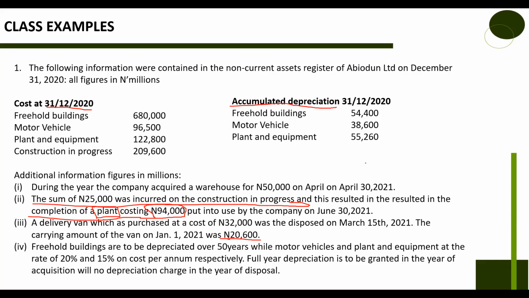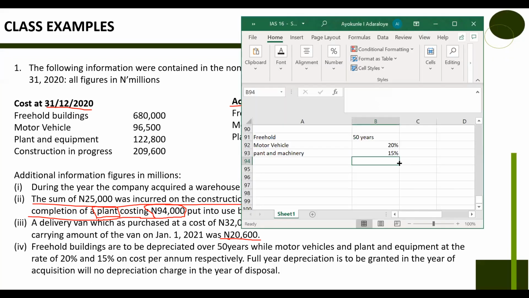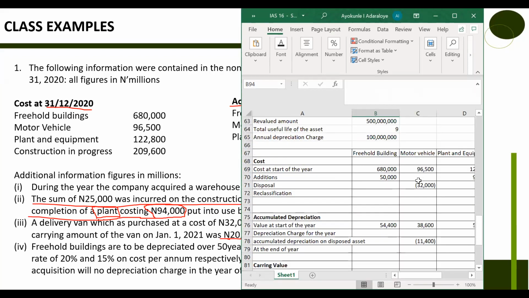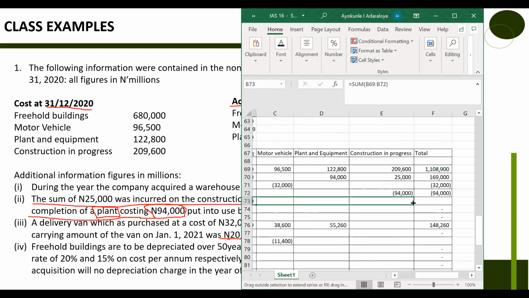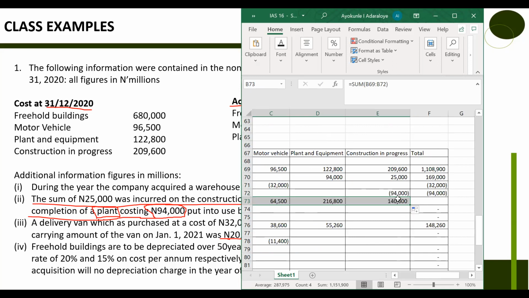So we're almost done. Let's quickly round this up. We have done depreciation a lot earlier today, so it's just to touch base with what we have learned. Let's sum this page up, at the end of year. You sum everything up. Can you see? 209 plus 25,000 minus 94,000 will give you 104,600. 122 plus 94,000 will give you what?